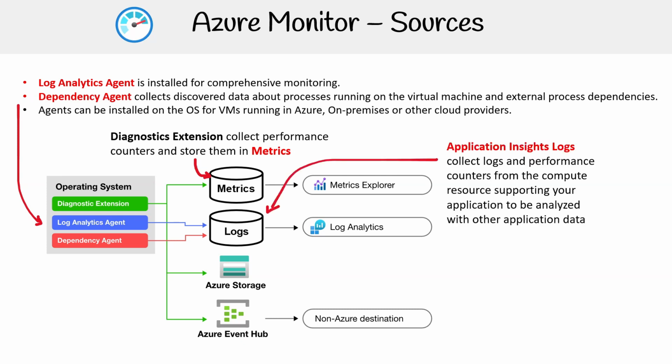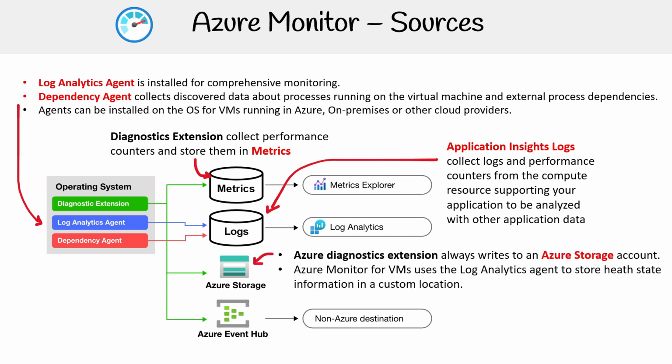Application Insights logs collect logs and performance counters from the compute resources supporting your application, allowing them to be analyzed alongside other application data. The Azure Diagnostics extension always writes to an Azure Storage account, while Azure Monitor for VMs uses the Log Analytics agent to store health state information in a custom location. The Diagnostics extension can also stream data to other locations using event hubs.